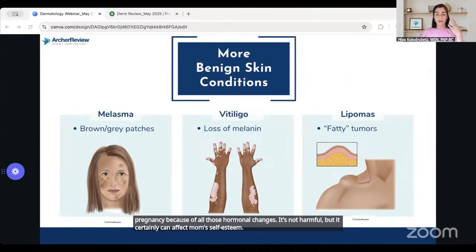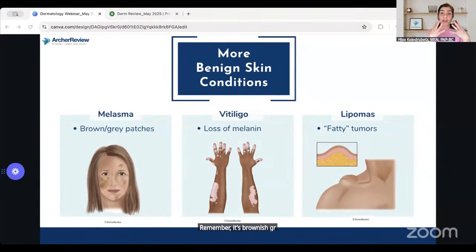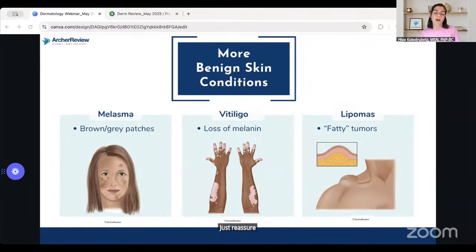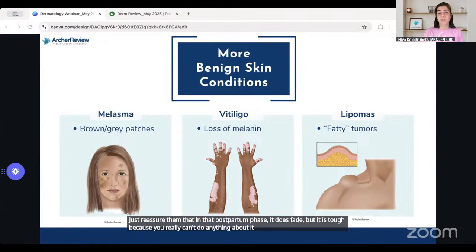Remember, it's brownish, grayish patches. It might look like dirt in some patients, right? And so they get really self-conscious about it. Just reassure them that in that postpartum phase, it does fade, but it is tough because you really can't do anything about it during pregnancy. It's really caused by those hormonal changes.